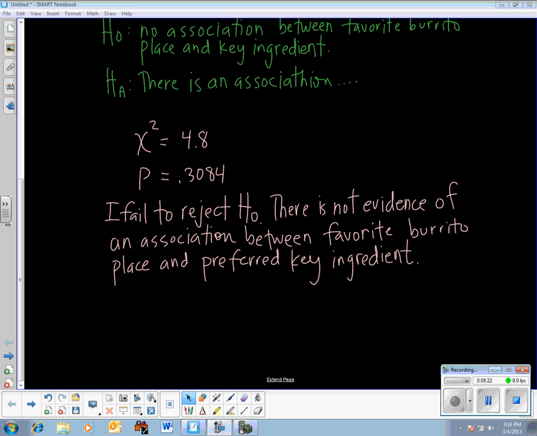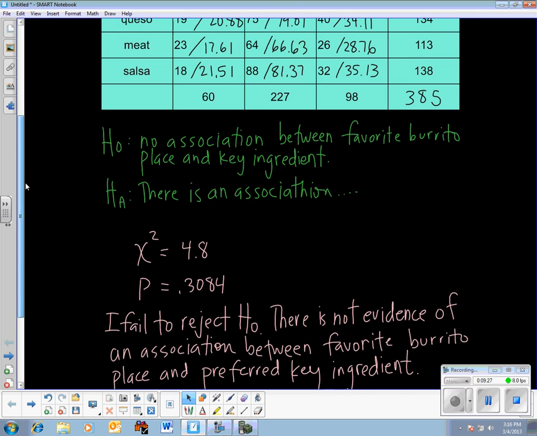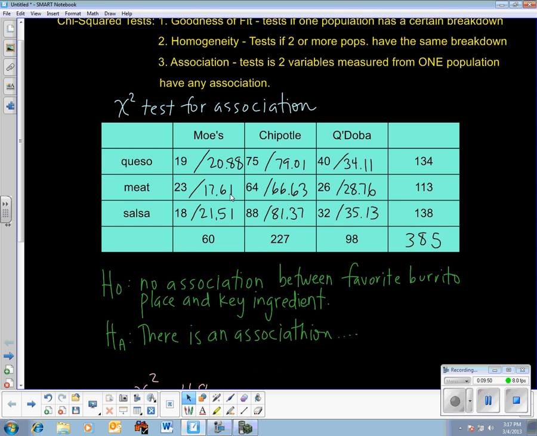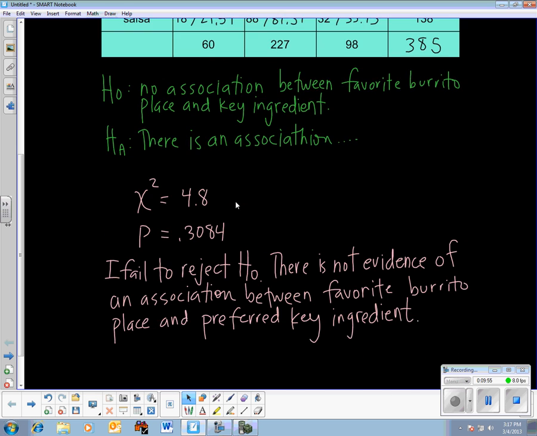So there is our chi-square test for association. Mathematically, it's very similar to the test for homogeneity, but the setup, the reason you would use it, is different. We're going to use homogeneity if we have different populations to see if they have the same breakdown. In this one, we're going to have one population, and we're going to take subjects and categorize them by 2 variables, and then proceed with all the same calculations, whether by hand or calculator. It's still the same. Okay?